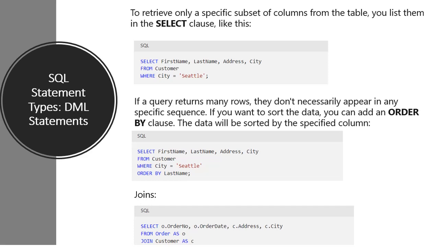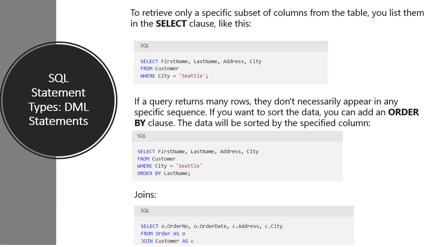to Seattle. If a query returns many rows, they don't necessarily appear in any specific sequence. If you want to sort the data, for sorting perspective, we need to use order by on a particular column to sort the data. So in that case, select first name, last name, address, city from customer where city equals to Seattle, order by last name. Right? So here we are retrieving specific columns and ordering is done on last name. By default it does ascending order, and we can have descending order as well.